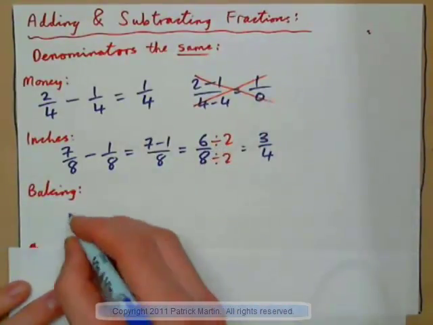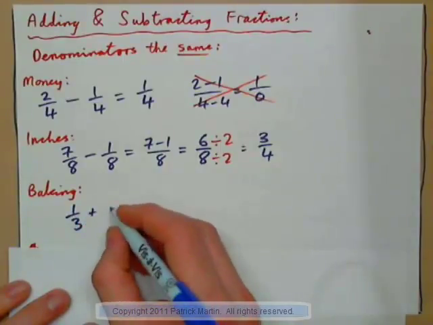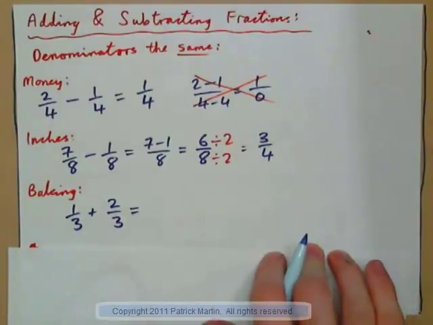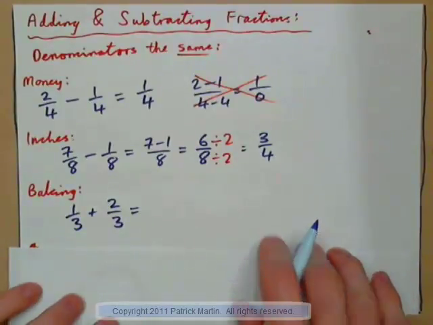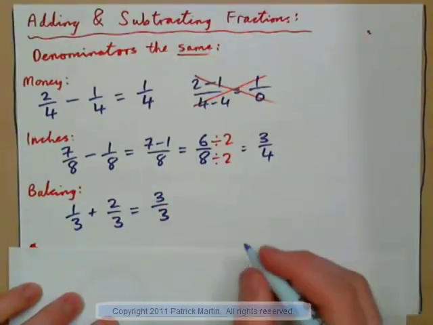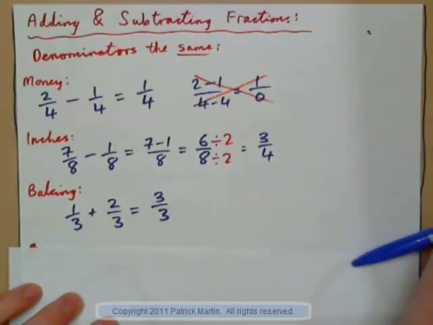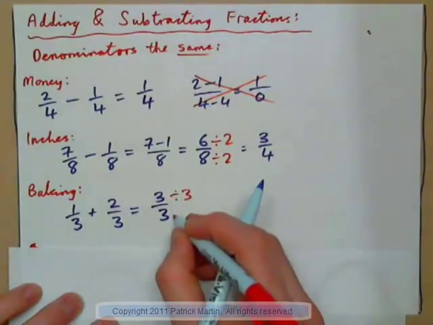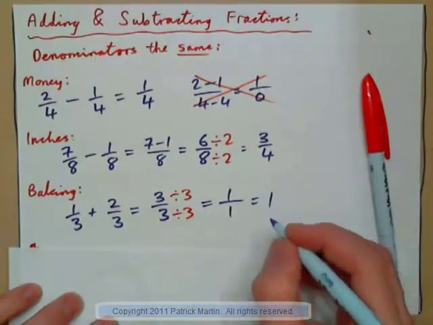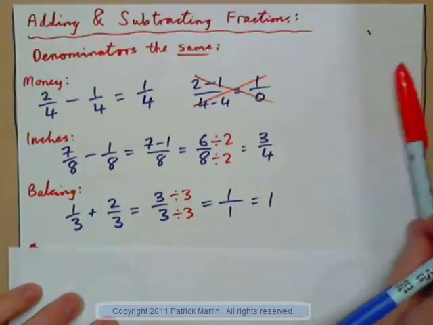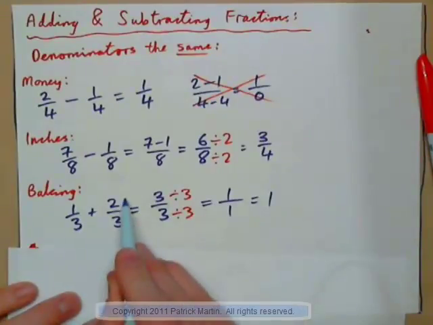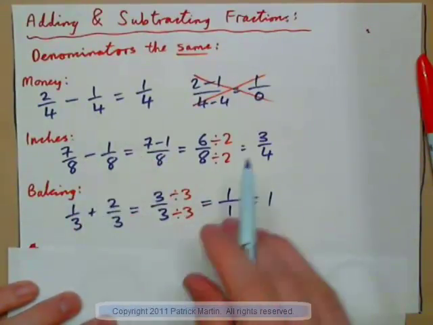Let's have a look at baking. 1/3 of a cup of flour plus 2/3 of a cup of flour. What's that going to be? 3/3, isn't it? And we can put that in lowest terms. Divide the top by 3, divide the bottom by 3, and we get 1 over 1, which is 1, or 3 over 3 is 1. In any case, it's 1 cup of flour. So, again, when the bottoms are the same, we combine the tops. That's how we add and subtract fractions.